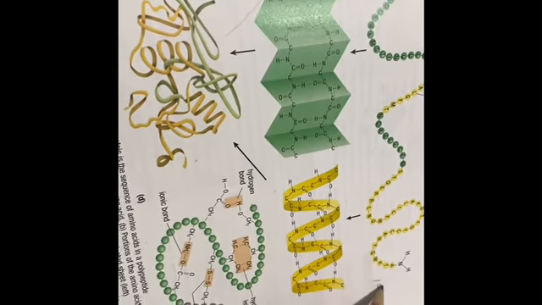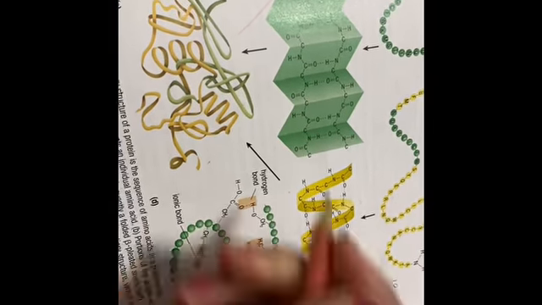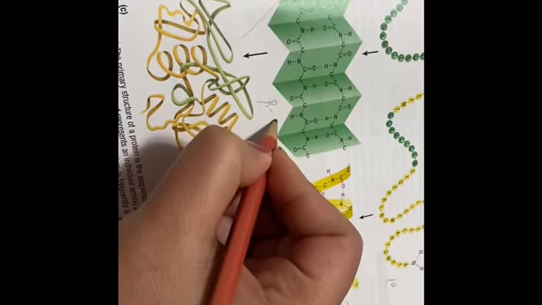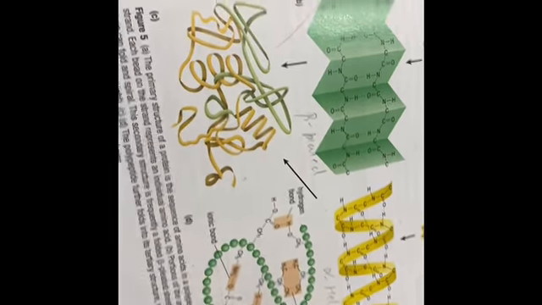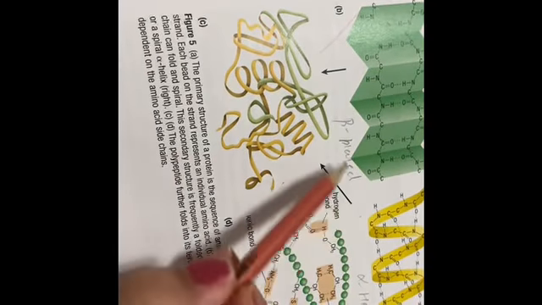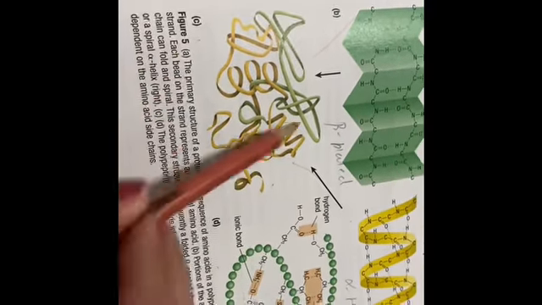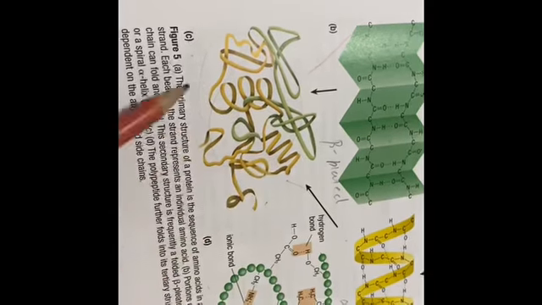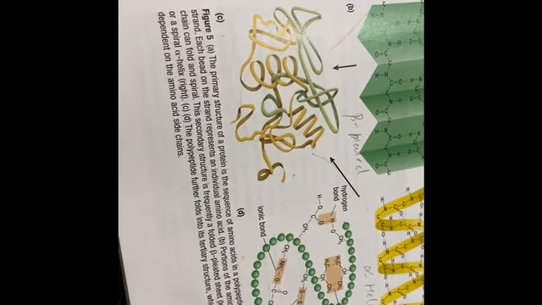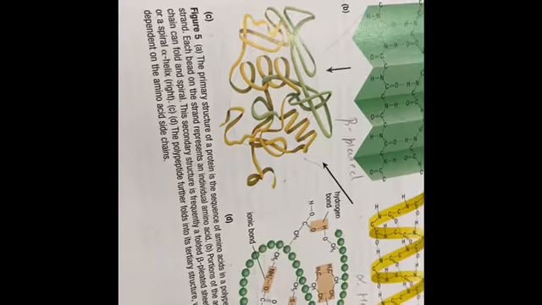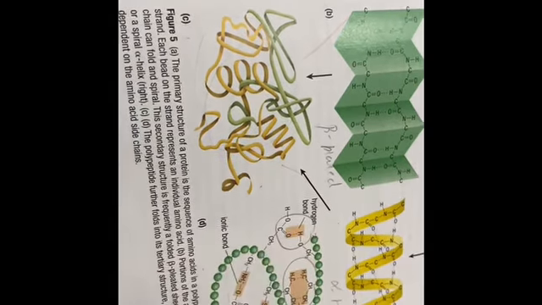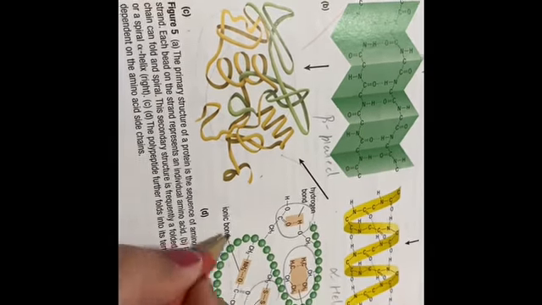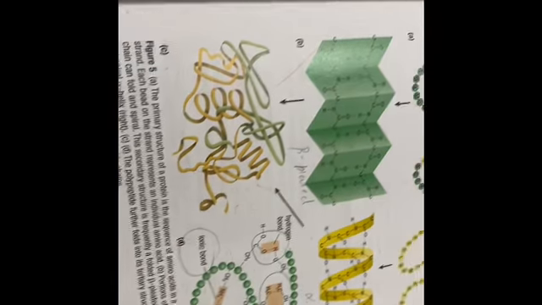This is primary, then secondary, the beta pleated sheet or alpha helix, and then it forms the tertiary structure. And here you can see hydrophobic interactions, hydrogen bonds, disulfide bridges, and ionic bonds in the tertiary structure.